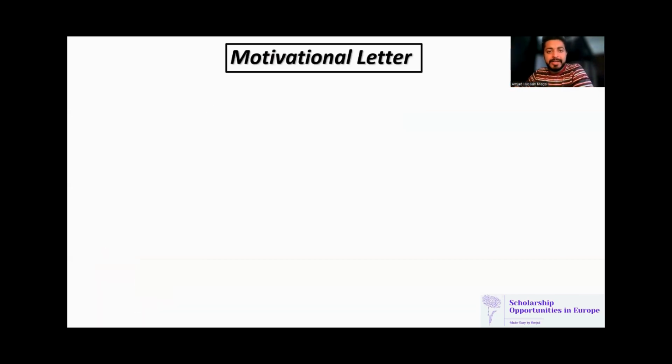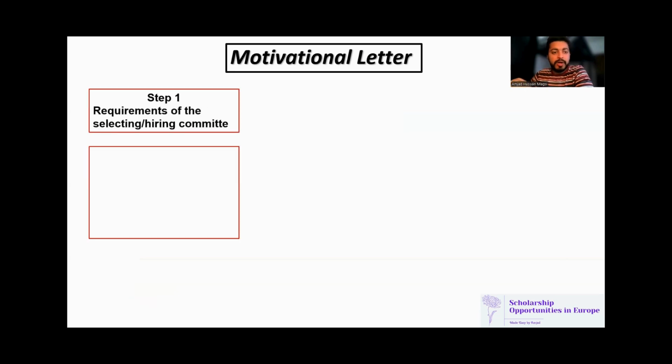Okay, so for the sake of simplicity, and in order to understand the motivation letter in a better way, I divided this into four steps. Step one is basically the requirements of the selecting and hiring committee. Sometimes the selecting committee, the organization, department, or funding organizations have some requirements to be followed while writing the motivation letter. You can find these requirements on the website and the official pages.